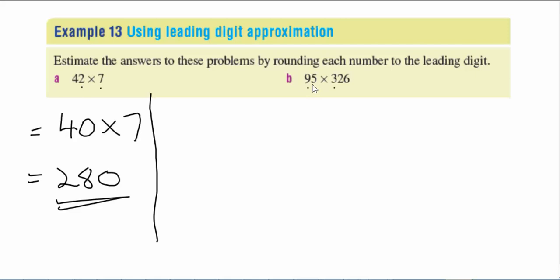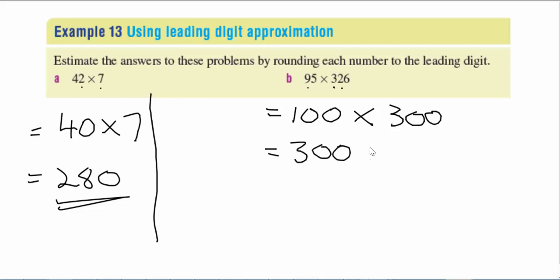So 95, the 5 is the next digit, which means I've got to round up to 100. Multiplied by, leading digit here is the 3. Next digit's a 2, so round down to 300. So 100 times 300. Again, I'm going to drop just these zeros off. 100 times 3 gives me 300. Add my zeros back on. Gives me 30,000. So my answer is around about 30,000.